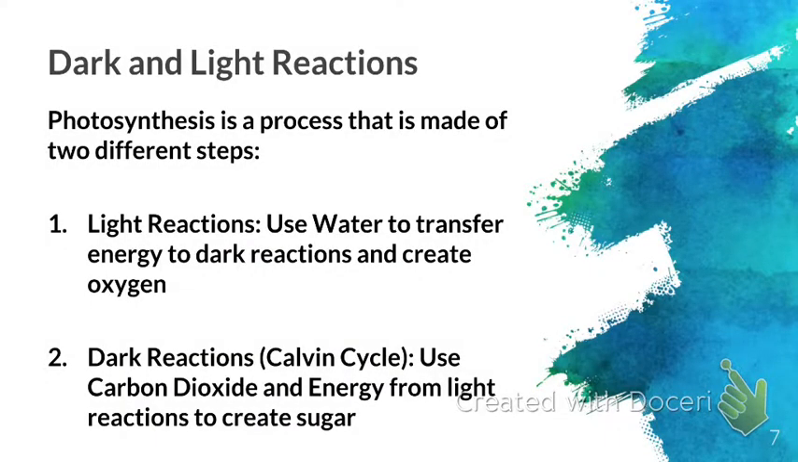Now, photosynthesis is this general equation, but it can actually be broken up into two parts: light and dark reactions. The first is the light reaction, and it uses water to transfer energy to the dark reactions and creates oxygen. In a dark reaction, they use the carbon dioxide and energy from the light reaction to create sugar.